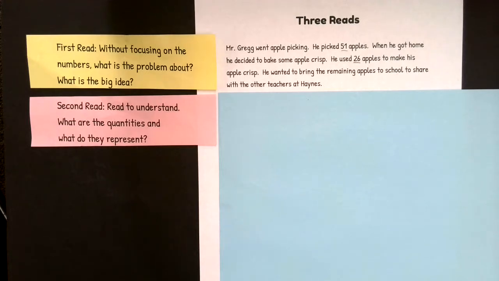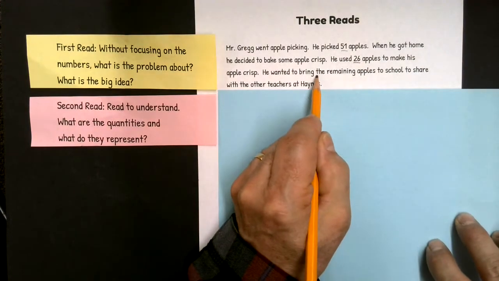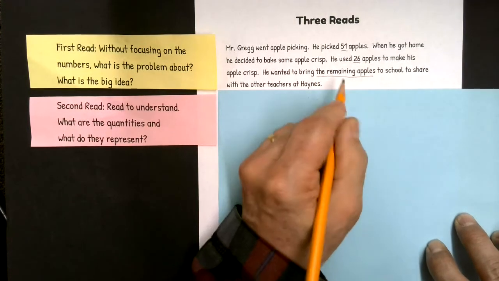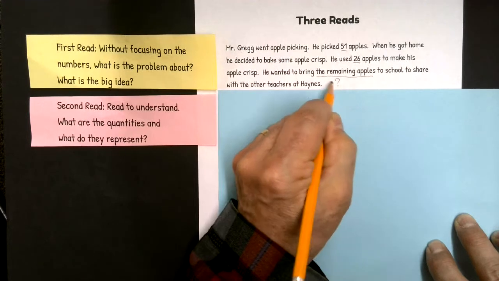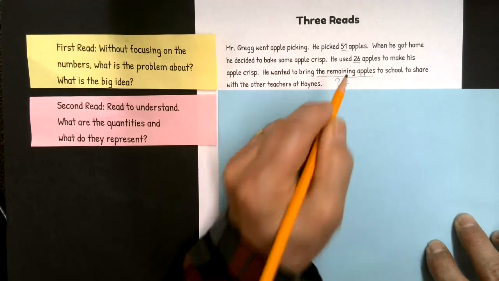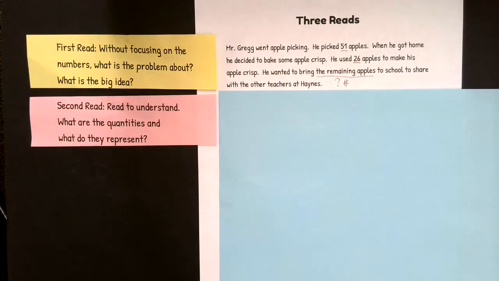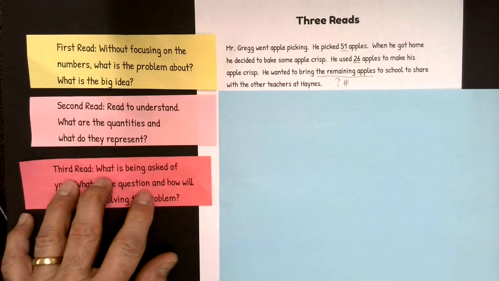There's another number there, except this number's not shown as a number, it's shown as words. I bet you're thinking the same thing I am. The remaining apples. That's another number. That's an unknown number. We don't know that yet. We don't know how many apples were remaining. All right, let's look at it for our third read before we solve it.